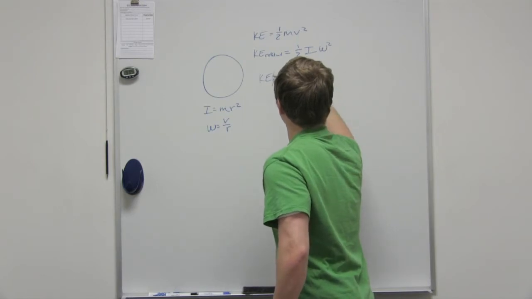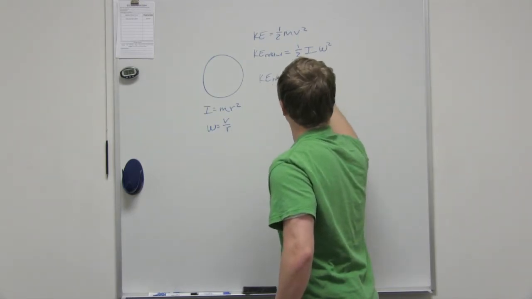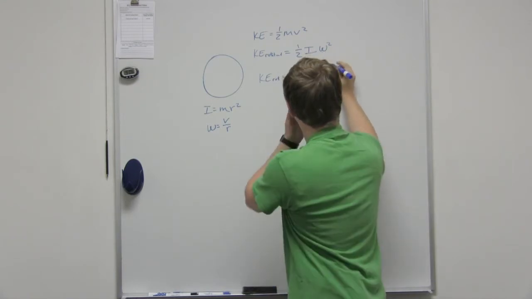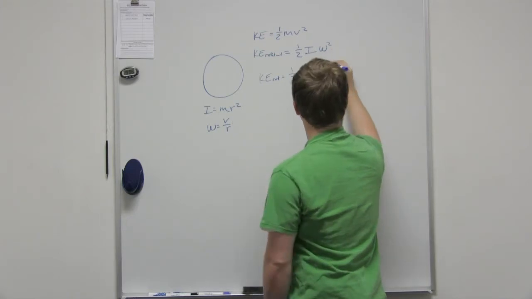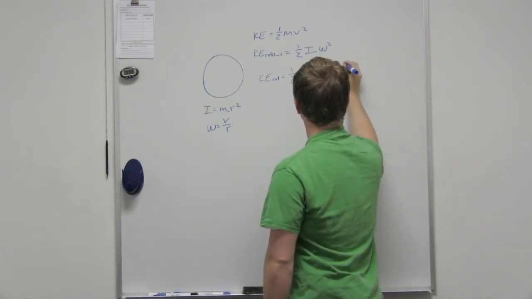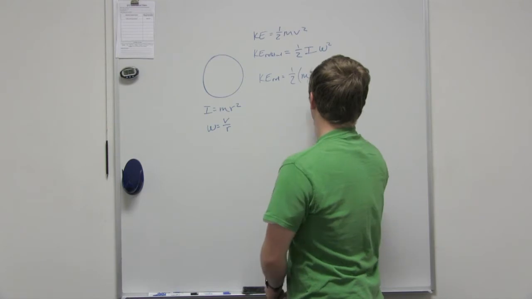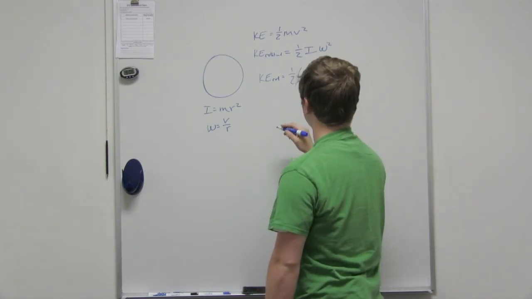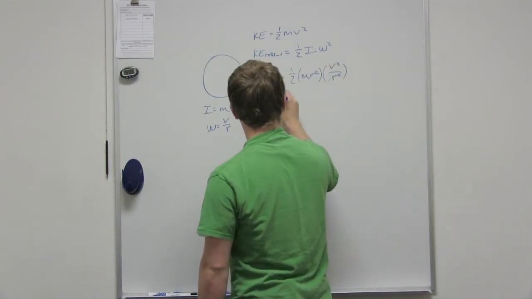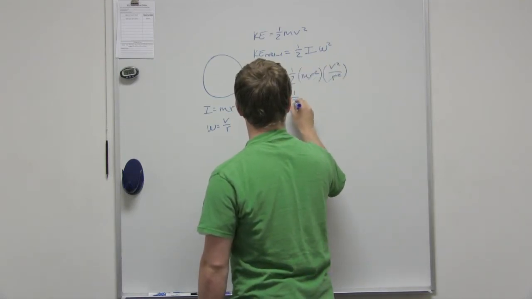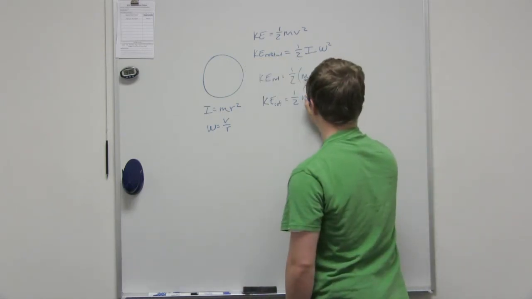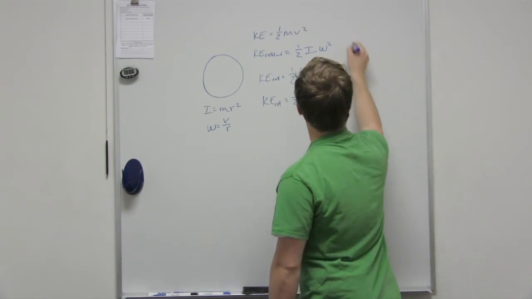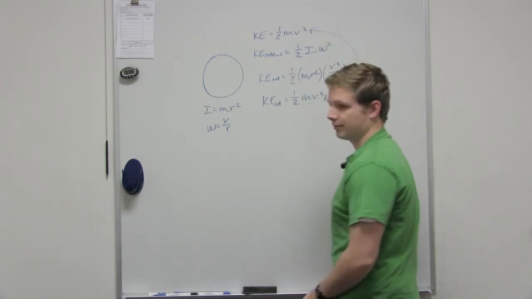So we have our 1/2, our moment of inertia mr squared, angular velocity. And since it's squared, we're going to square each term. So we have v squared and r squared, right? You'll notice radius is on the bottom here and top here, so you can cancel the radius. So rotational kinetic energy ends up being 1/2 mass times velocity squared. So it ended up being the same thing for a hoop.